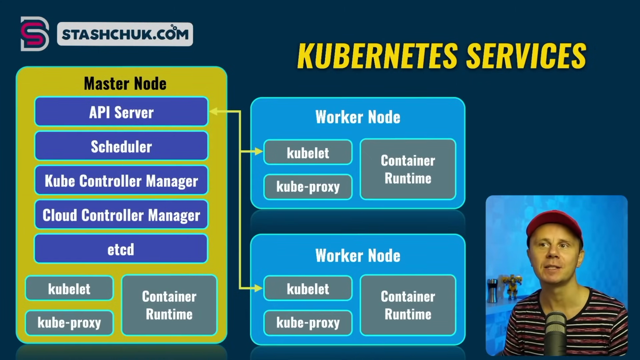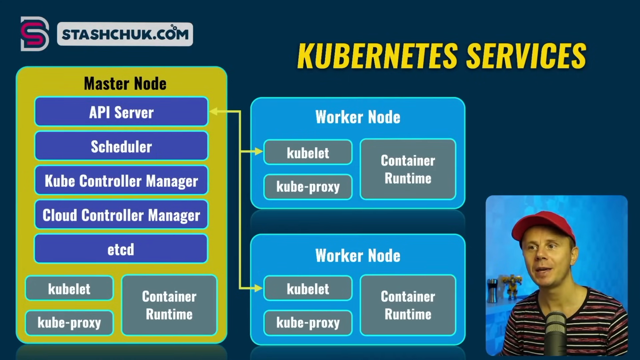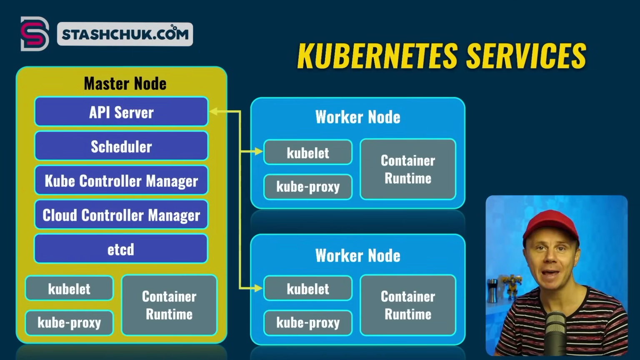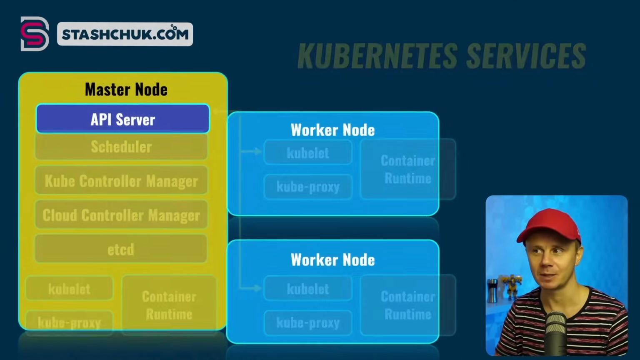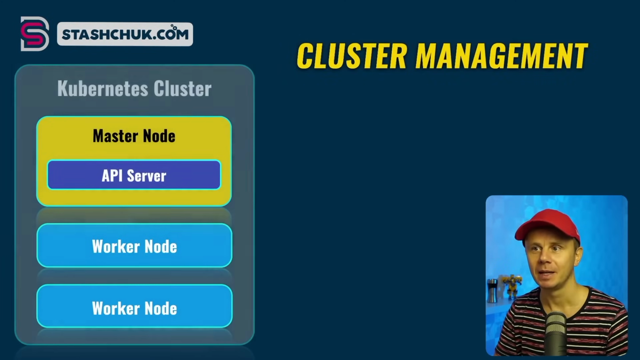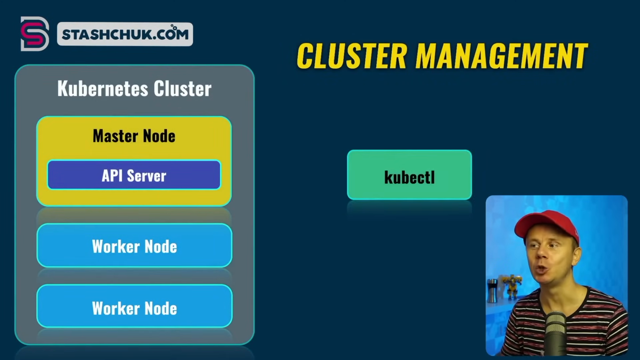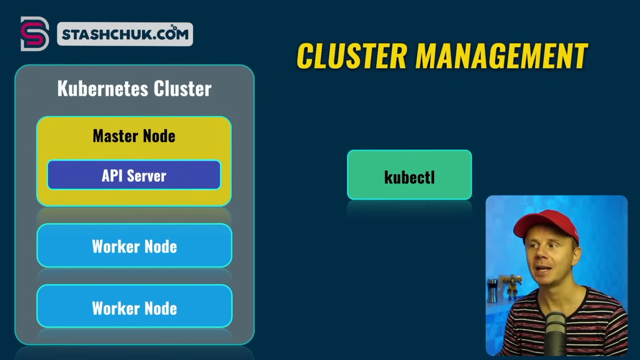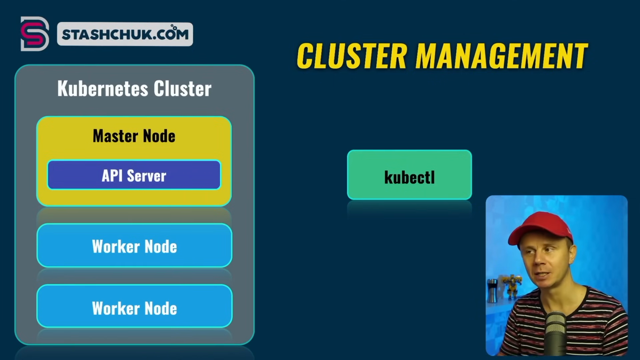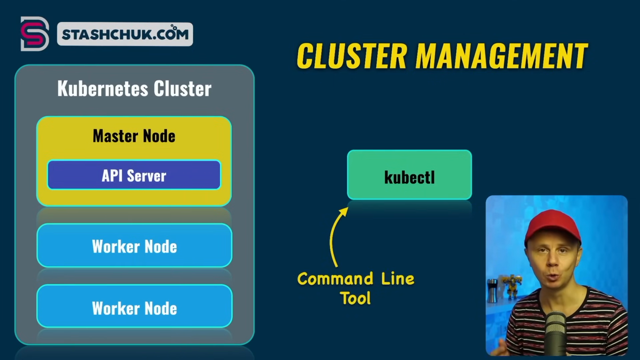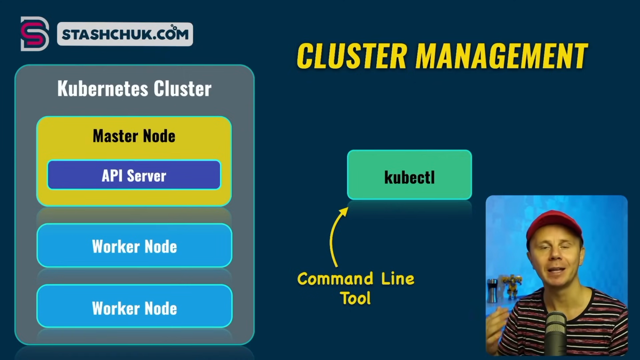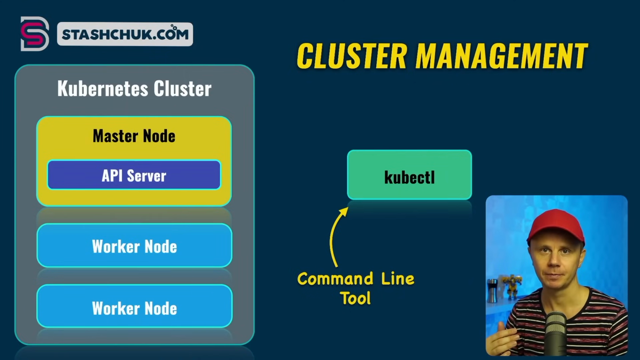And the main service on the master node is the API server. And by the way, using this API server service, you could actually manage the entire Kubernetes cluster. How is it done? It is done by using kubectl or kubecontrol. And kubecontrol is a separate command line tool which allows you to connect to a specific Kubernetes cluster and manage it remotely.